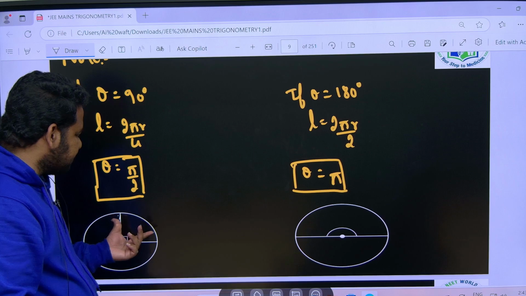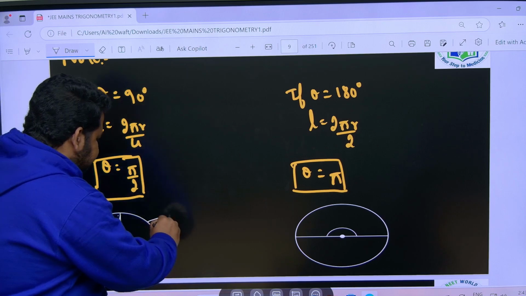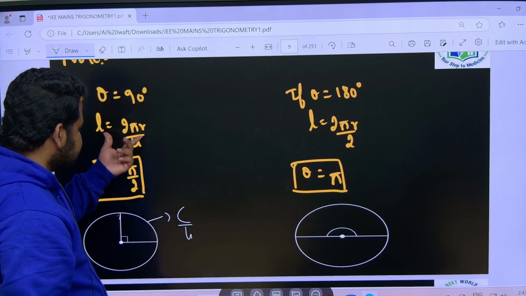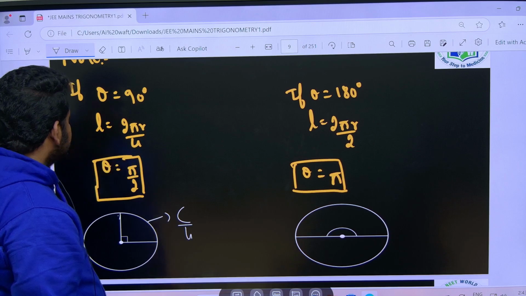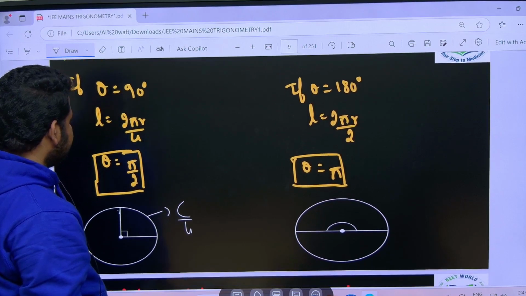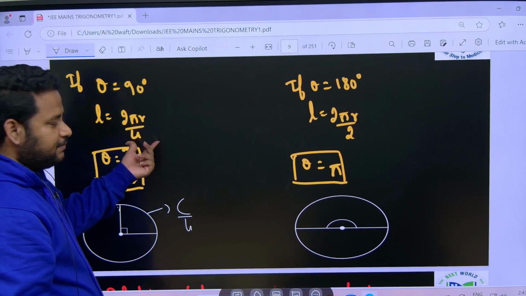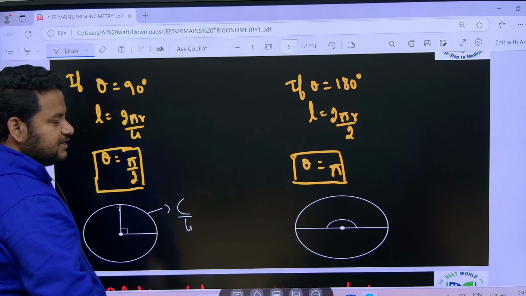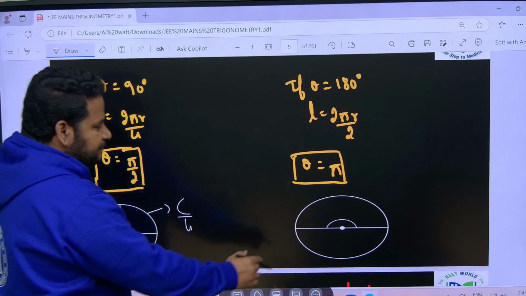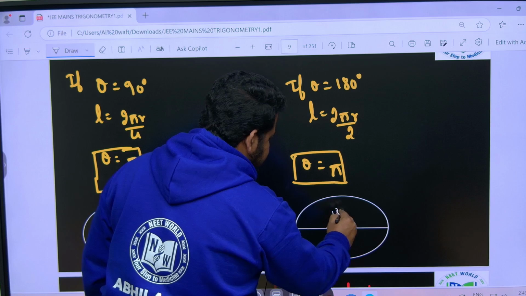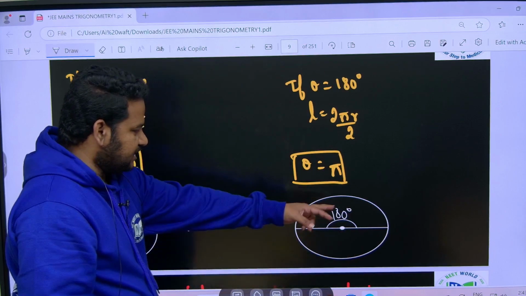So the arc length of this quadrant is the circumference of the circle divided by 4, that is, L is equal to 2 pi r by 4. I wrote here theta is equal to L by r. So L is equal to 2 pi r by 4, so by calculating we get theta is equal to pi by 2. Similarly, if I take this circle, the angle is equal to 180 degrees. So this is a straight line within the circle.